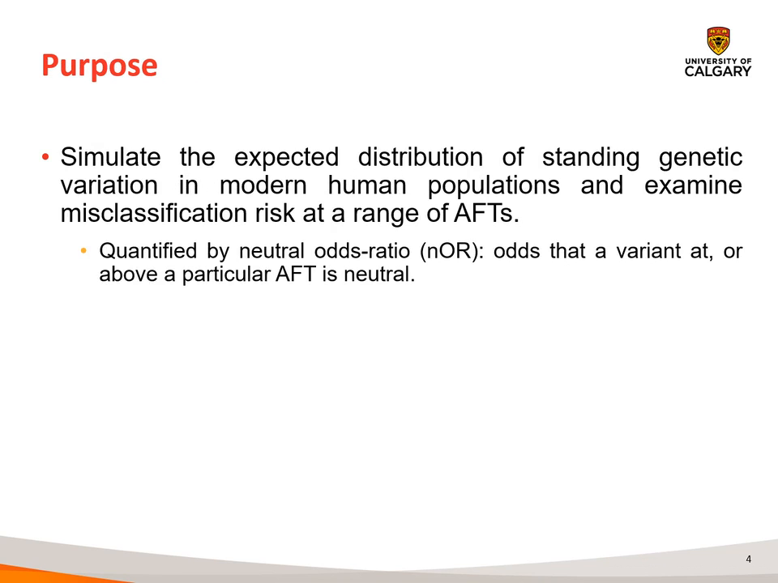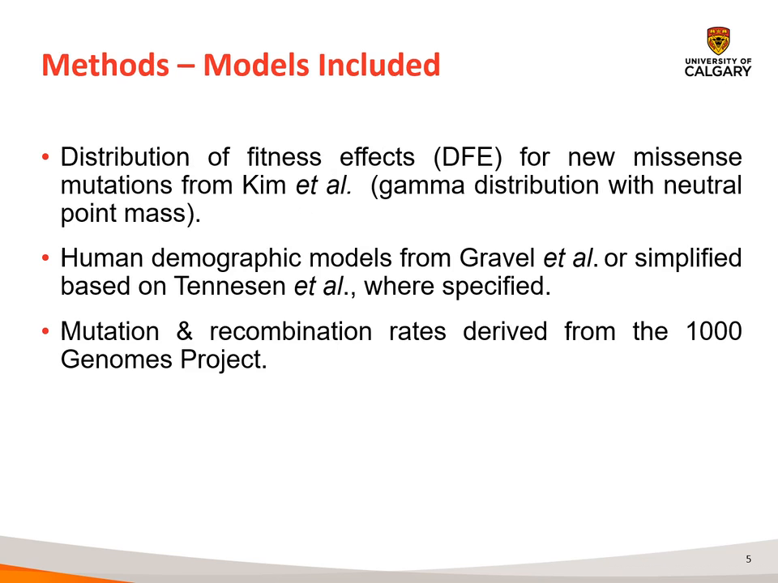The purpose of this project was to simulate the expected distribution of standing genetic variation in modern human populations and assess the misclassification risk when designating a variant as neutral when using various allele frequency thresholds. We quantify this risk by neutral odds ratio, which is simply the odds that a variant at or above a threshold is neutral rather than deleterious.